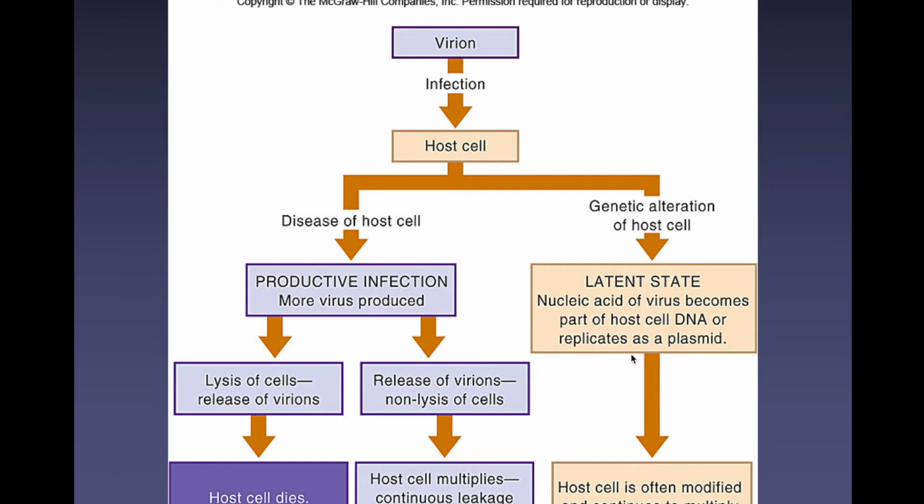So it's replicated. It can be in the form of a plasmid, and in this case, it's also replicated, but it's independent of the host chromosome. We'll learn more about plasmids and how they work in Chapter 8. In this case, the host cell is often modified, but it does continue to multiply.